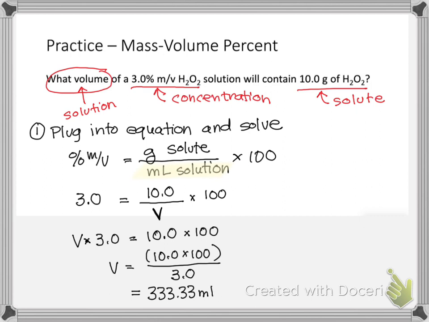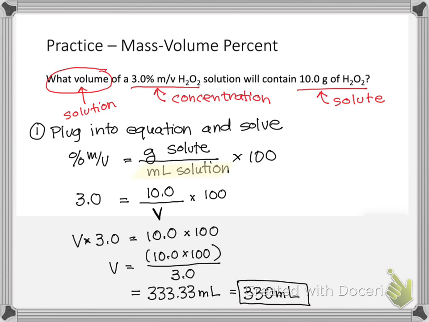And I get 333.333, it's milliliters. I feel like 2 significant figures is what I'm going to get, because of the 3.0%. So I would report 330 milliliters. So 330 milliliters of this 3% hydrogen peroxide has 10 grams. Okay, so that's how you plug into the equation.